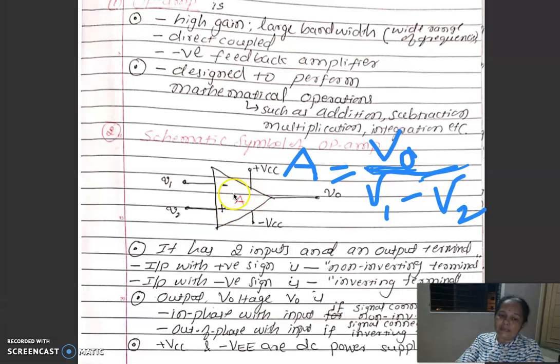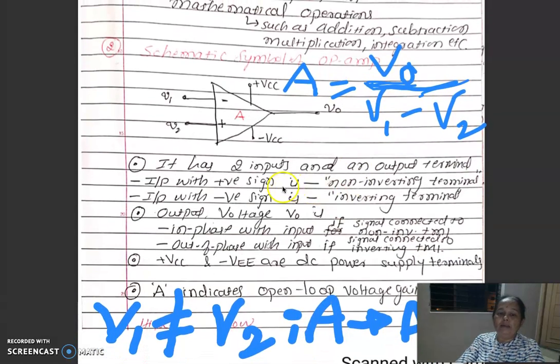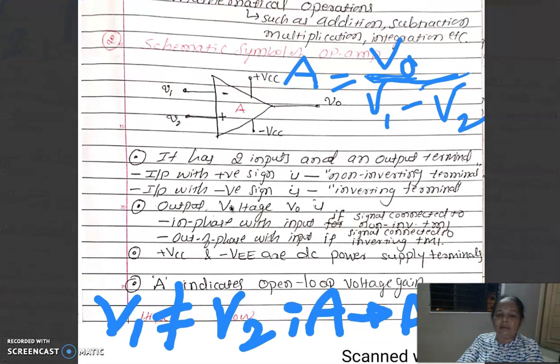Inside the triangle you have marked A. A is nothing but the gain, and the gain is output by input. We do have two inputs, so we are going to take the difference of the two inputs. So A equals V0 divided by V1 minus V2. Input is the difference between the two inputs, V1 minus V2. And the same is explained over here.